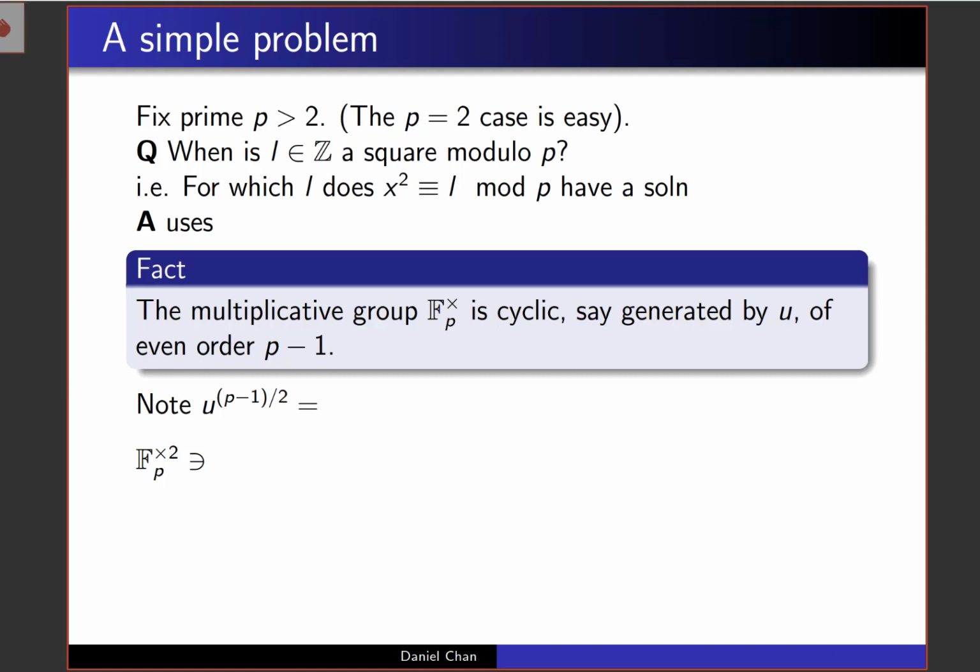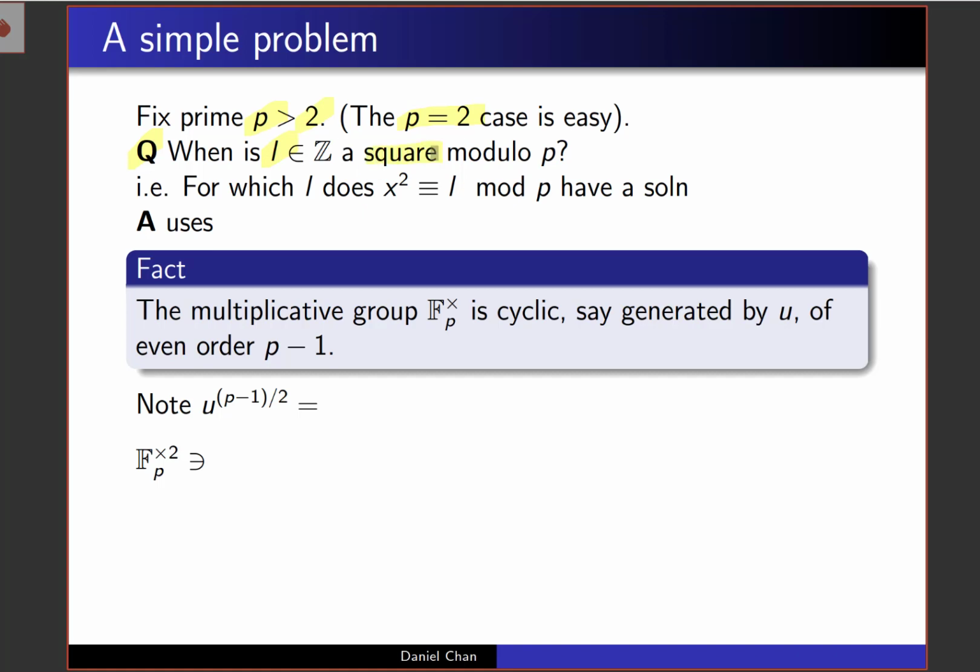Okay, so what's our starting point here? We're going to fix some prime p, and this prime is going to be an odd prime. In this simple problem, when the prime is even, that is 2, the answer is very simple, so we can ignore that case quite easily. The question is as follows. Suppose you have an integer L, and you're just going to look at this L modulo p. When is it a square?